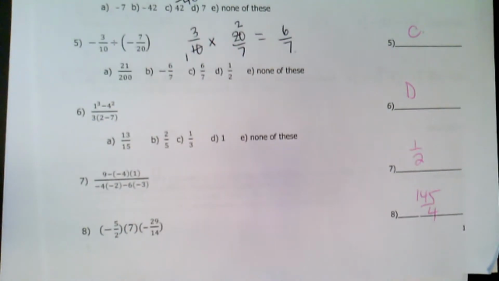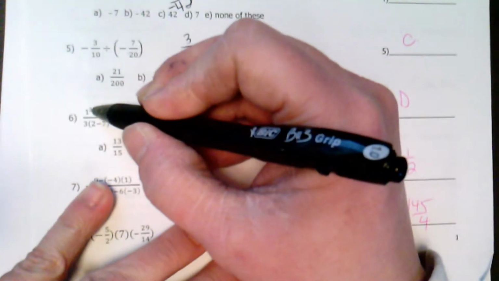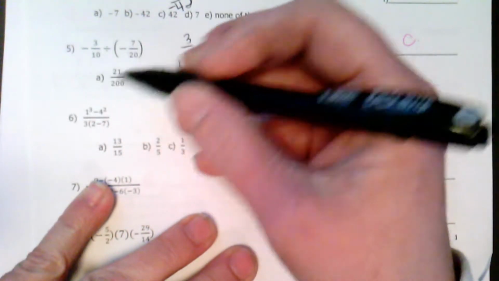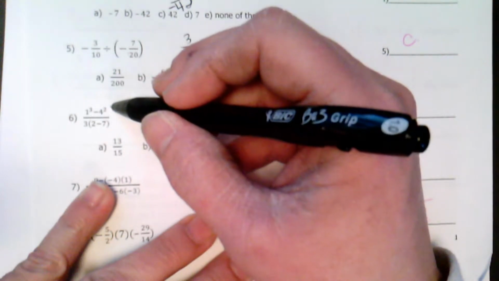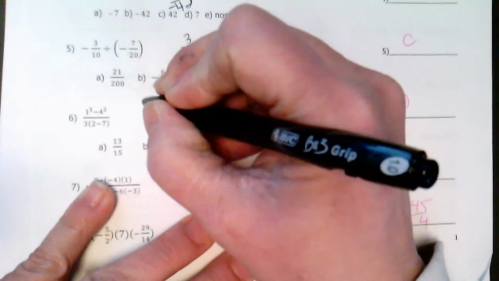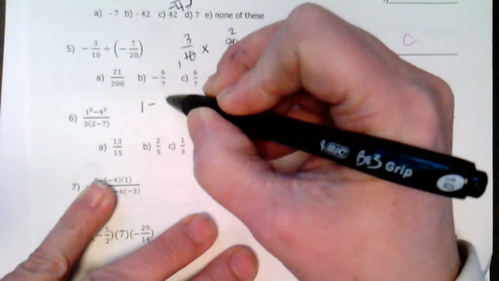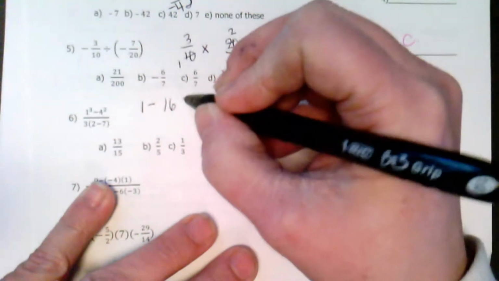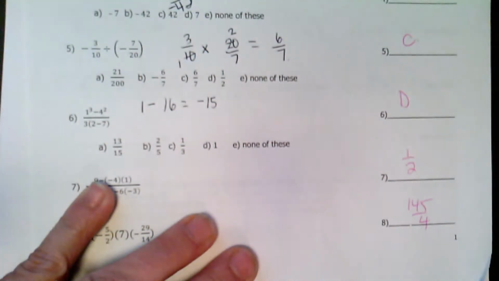Number 6 is an order of operations problem. Do the top first, then the bottom. Remember, order of operations says parentheses first. I'm going to do the top first, so there are no parentheses. Exponents: 1 cubed is 1 times 1 times 1, that's still 1. And then 4 squared is 16. 1 take away 16 is negative 15. So there's our top.